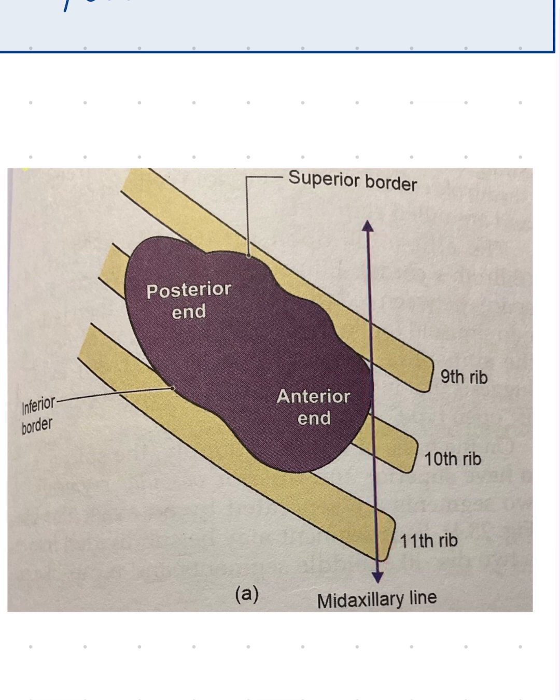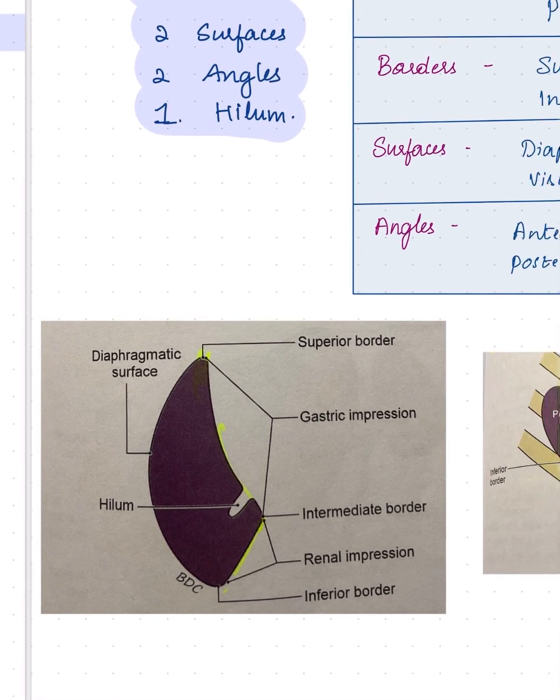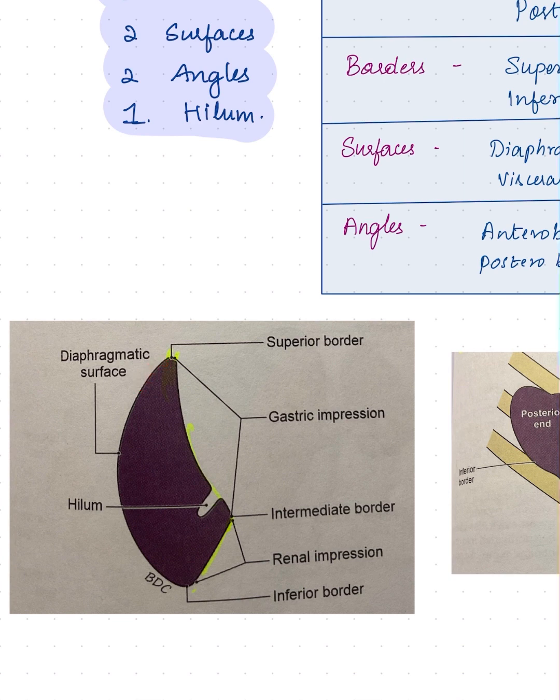So the posterior end is not wide, but rounded, and it is directed upwards, backwards and medially, and it rests on the upper pole of the left kidney. So they are the 2 ends. So what are the borders? The superior border, intermediate border and the inferior border. The superior border is notched near the anterior end, and the inferior border is round. It is near the posterior end, and the intermediate border is rounded and it's directed towards the right.